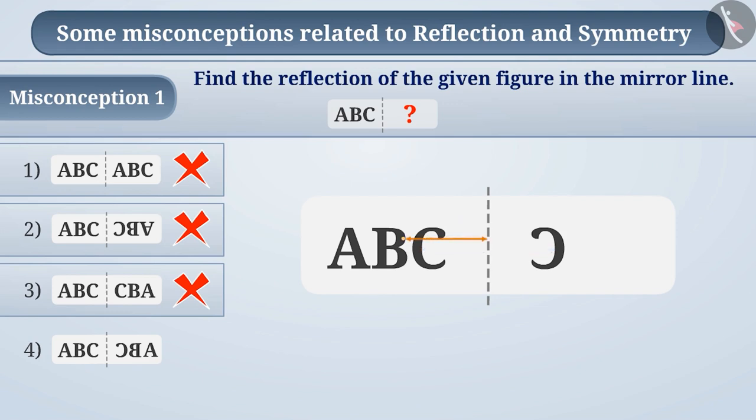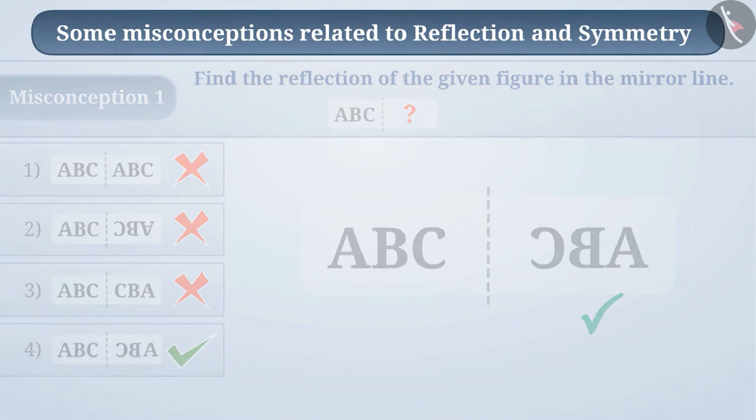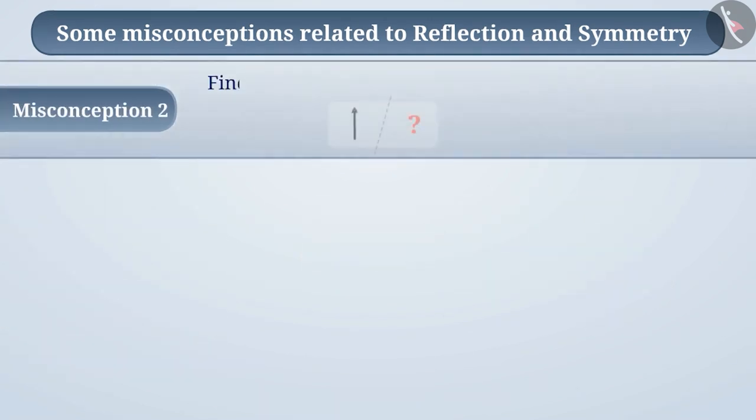Similarly, let us take one more point. Its distance from the mirror line will also be equal to the distance from the mirror line of its reflection. Similarly, we can make the reflection of the figure located on the right in this manner. That is, option 4 is the correct answer.